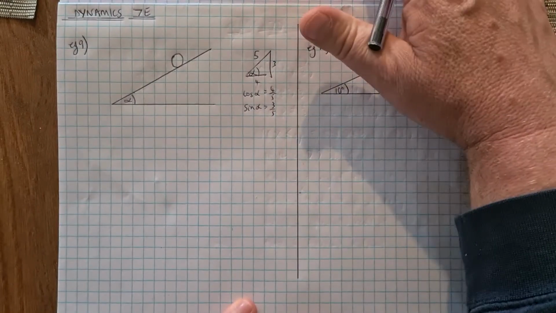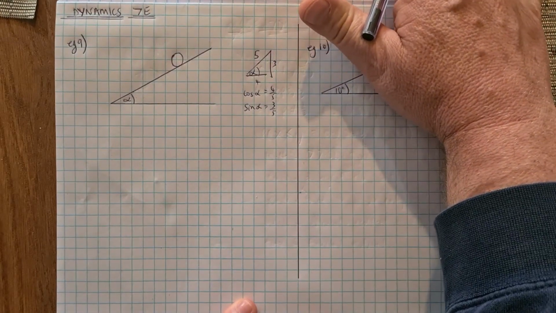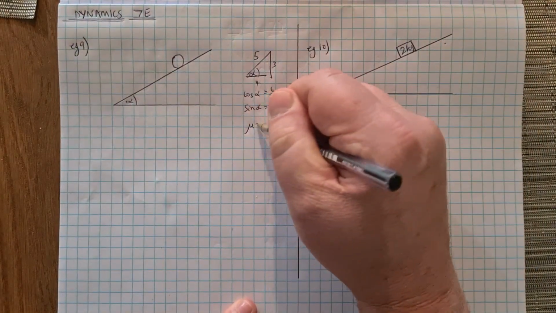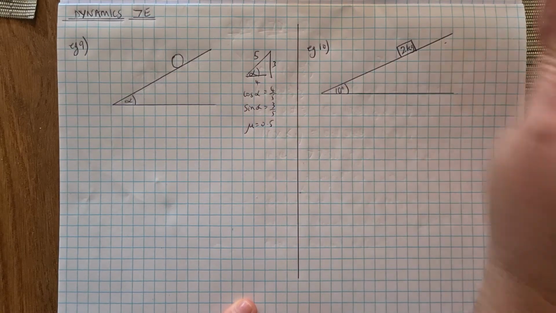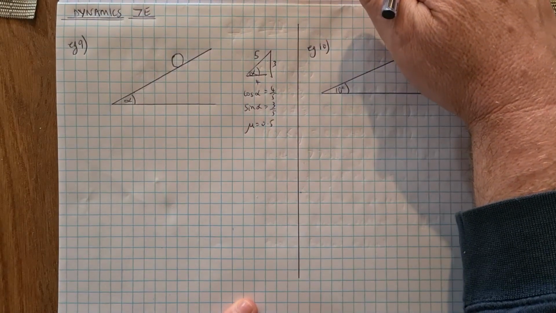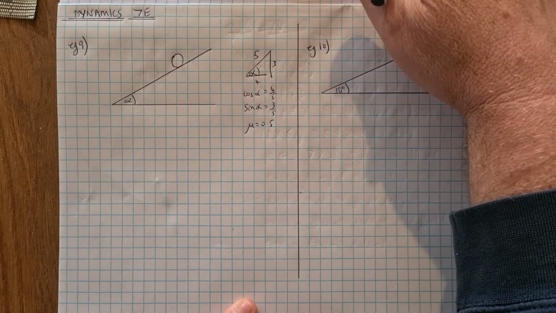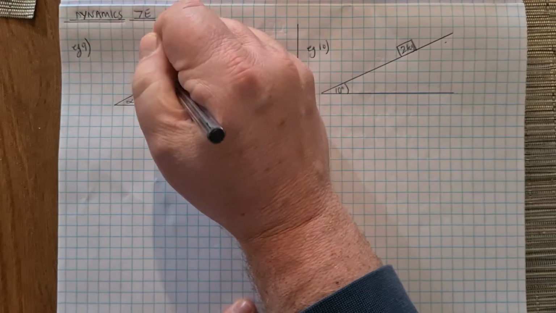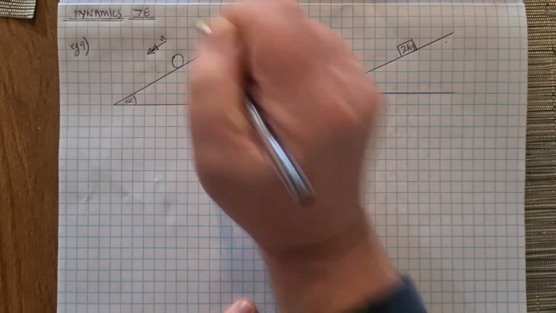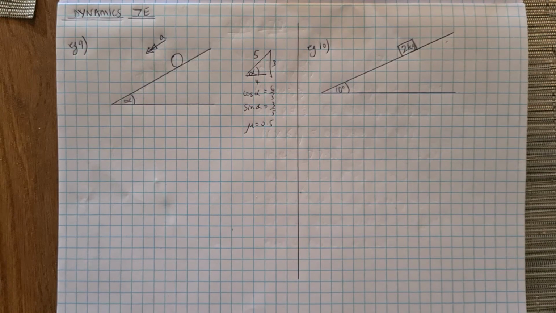Now, what we have, the coefficient of friction between the particle and the plane is 0.5. So we're given that mu is 0.5. And the particle is released and slides down the plane. So we are going to have an acceleration down the plane. So as with all these questions, we need to start with our force diagram.